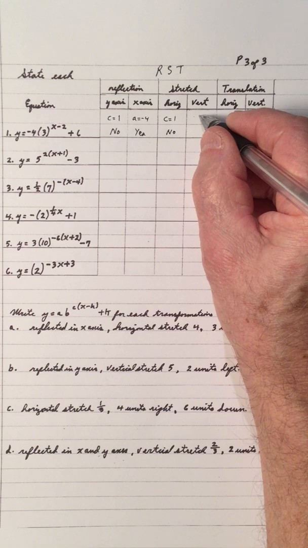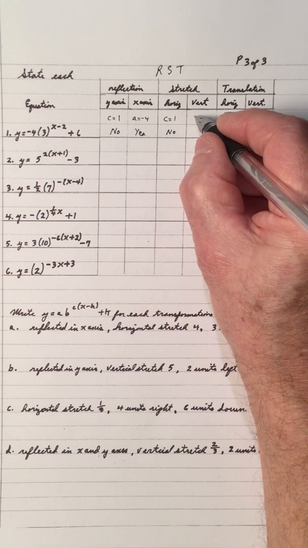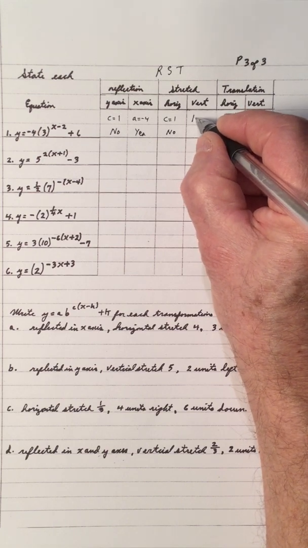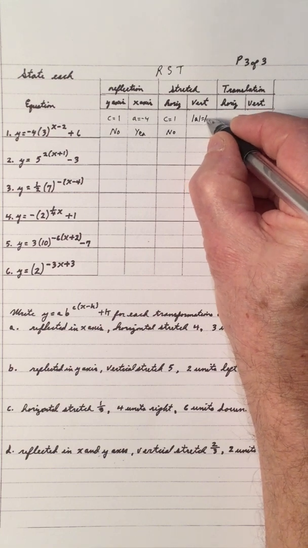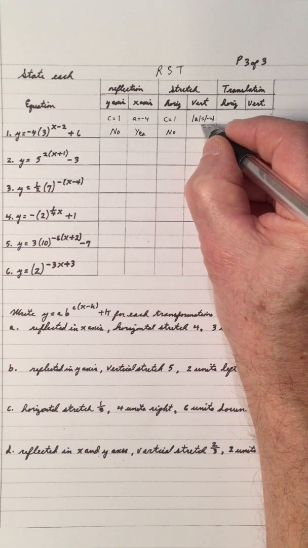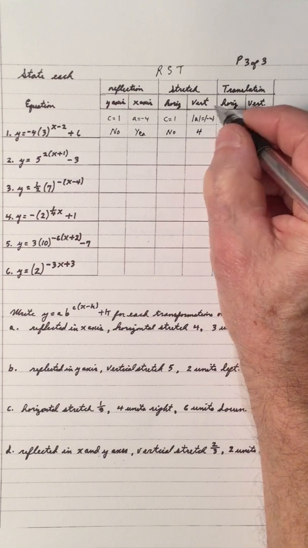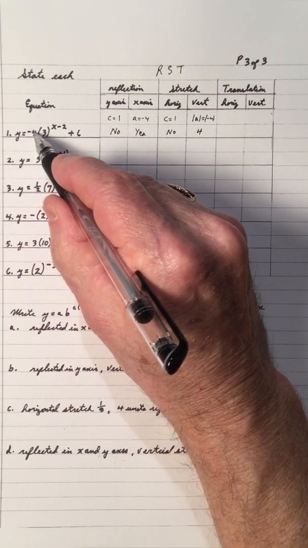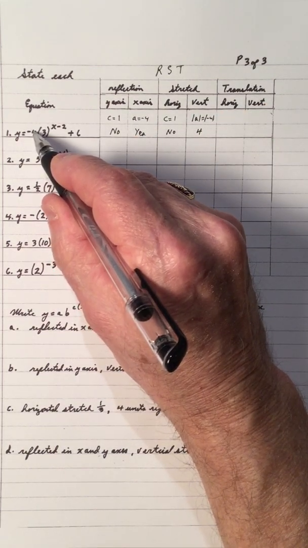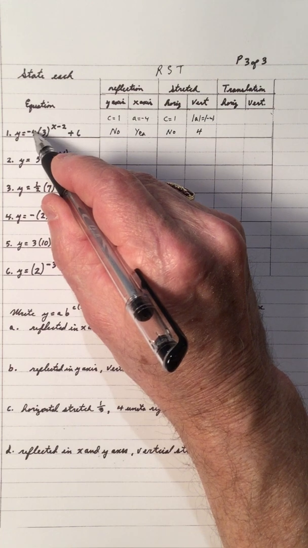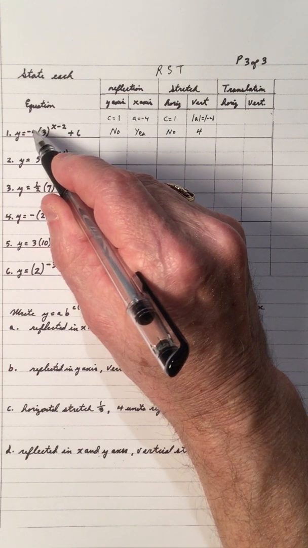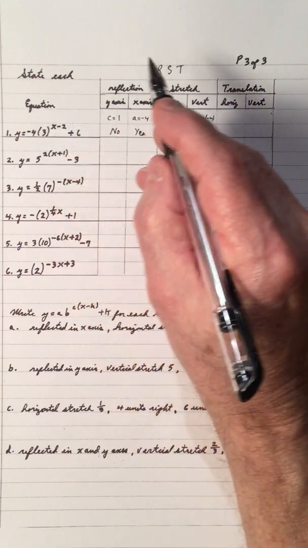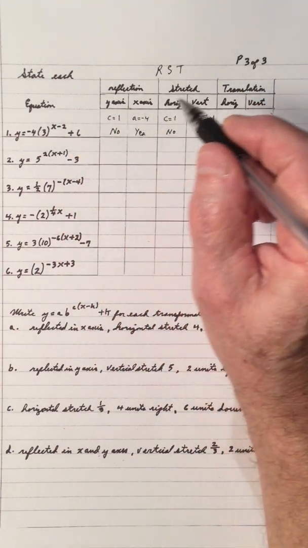And the vertical stretch is the value of A, but the vertical stretch has to be the absolute value of A, which is the absolute value of -4. So the vertical stretch is a 4, but it always has to be positive. So the y values are stretched 4 times more than they are in the basic graph.